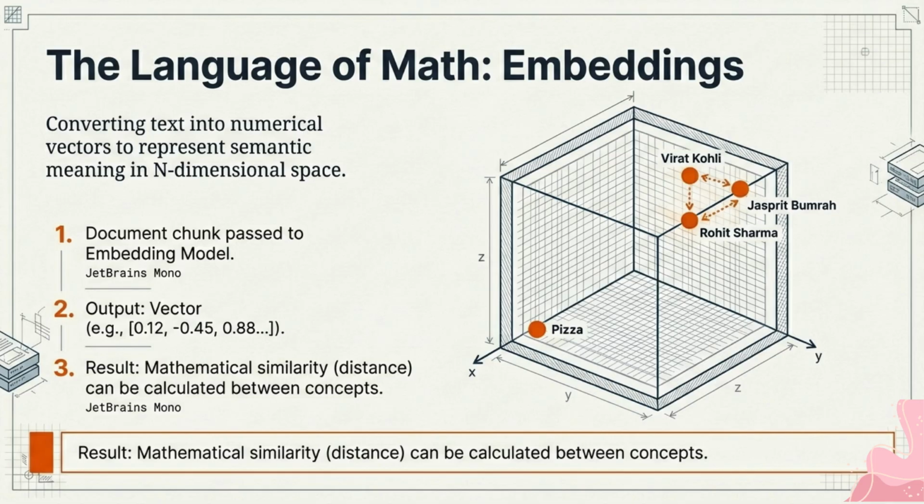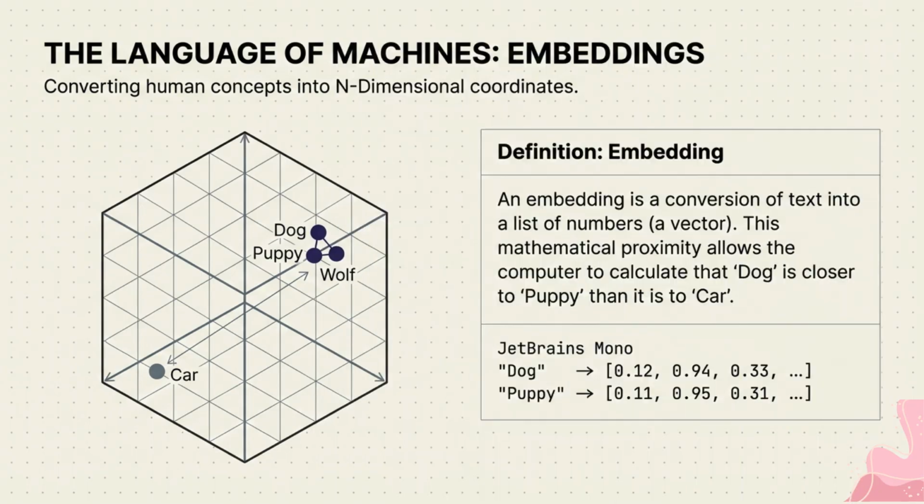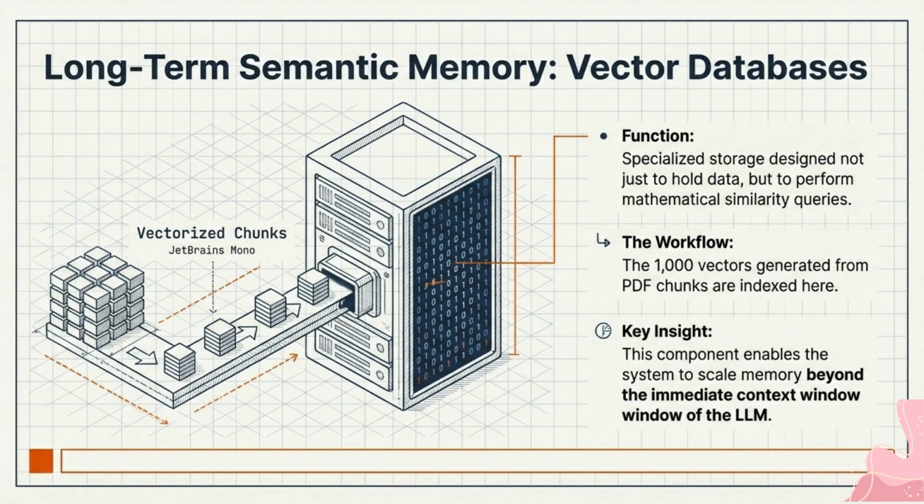Look at this visualization. Virat Kohli, Jasprit Bumrah, Rohit Sharma, all cricketers clustered together. Pizza is way over there because it's unrelated. Distance in this space equals similarity. That's how you mathematically represent meaning. Once you have coordinates, you can measure distance. You can find what's related. That's the foundation. So now you've got vectors for all your document chunks. Where do you store them?